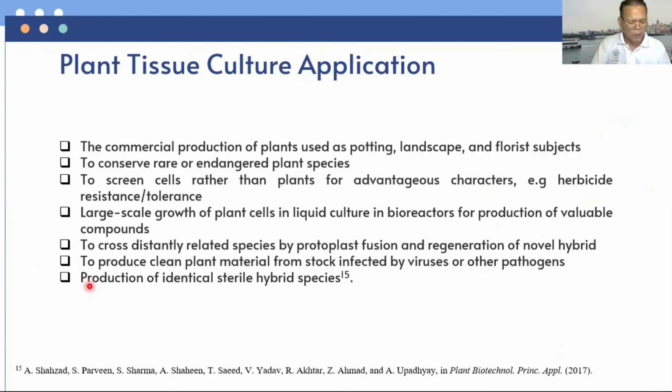There are several applications of plant tissue culture. The commercial production of plants used as potting, landscape, and florist subjects, to conserve rare or endangered plant species, to screen cells rather than plants for advantageous characters like herbicide resistance and tolerance, large-scale growth of plant cells in liquid culture in bioreactors for production of valuable compounds, to cross distantly related species by protoplast fusion and regeneration of novel hybrids, to produce clean plant material from stock infected by viruses or other pathogens, and the last, to produce identical sterile hybrid species.